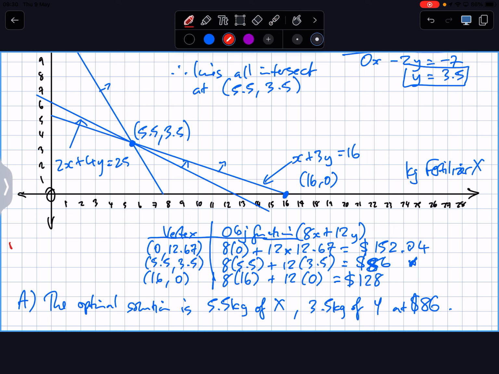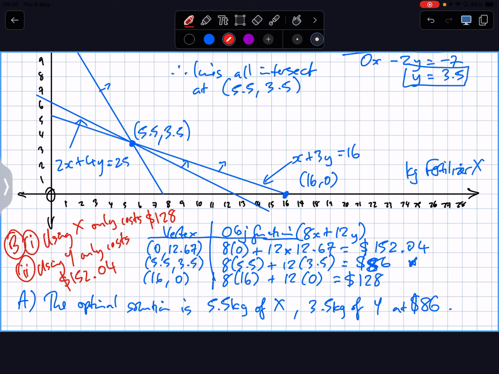B1, was that the one asking about fertilizer X only? Yep. So using X only costs $128. B2, using Y only costs $152.04. That's the end of the topic. So your homework now is to the end of EX2D.1.